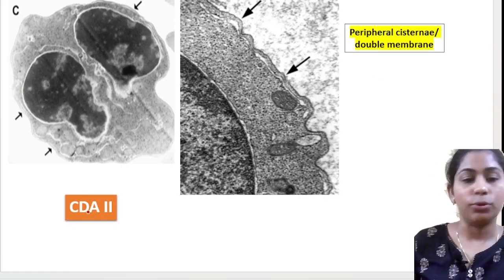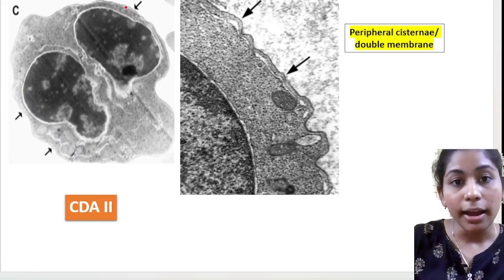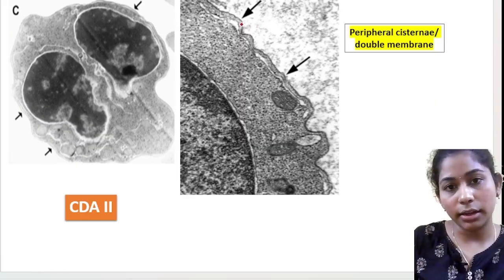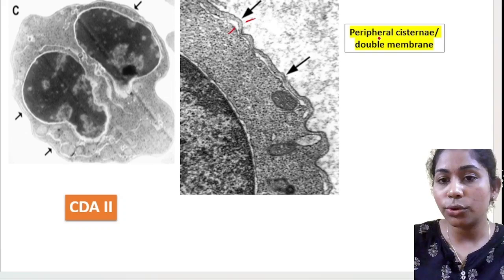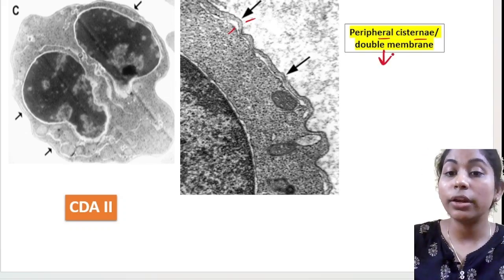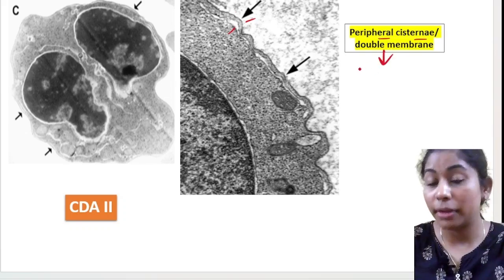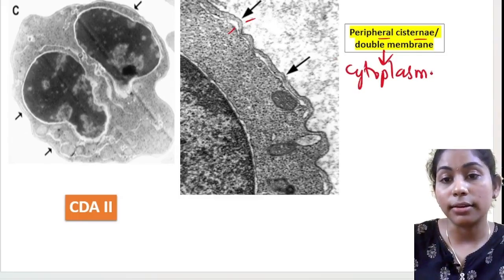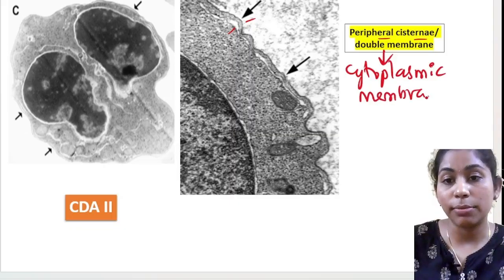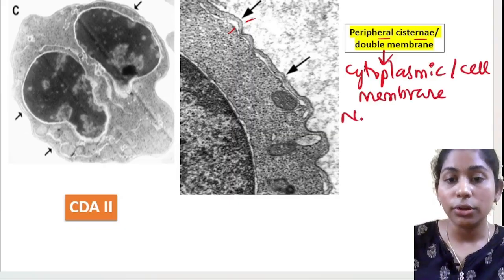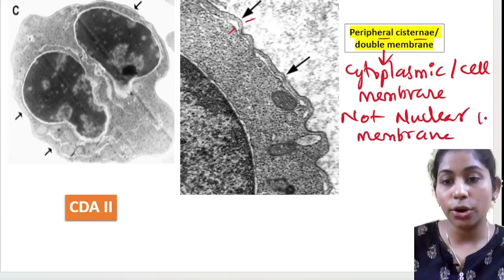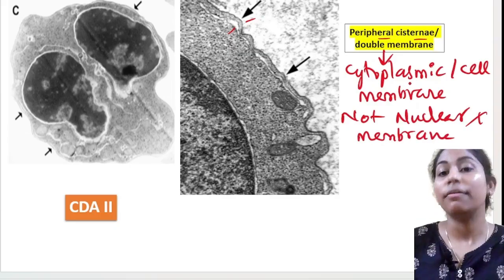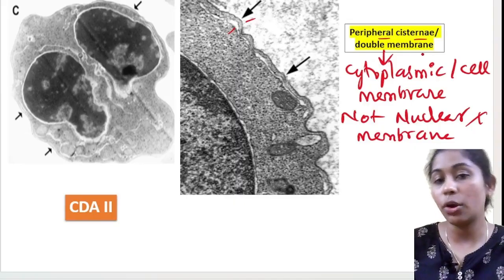Then in CDA type 2, everyone knows this, right? What's happening here? There is a double membrane. I zoomed into the same picture. Can you see the double membrane? This is one membrane, and this is another membrane. This is also known as peripheral cisternae or double membrane. Is this the nuclear membrane or the cytoplasmic membrane? That is important. This is the cytoplasmic membrane, the cell membrane of erythroid precursors, not the nuclear membrane. That you should know. It is the cell membrane that shows duplication, which is also known as double membrane or peripheral cisternae.